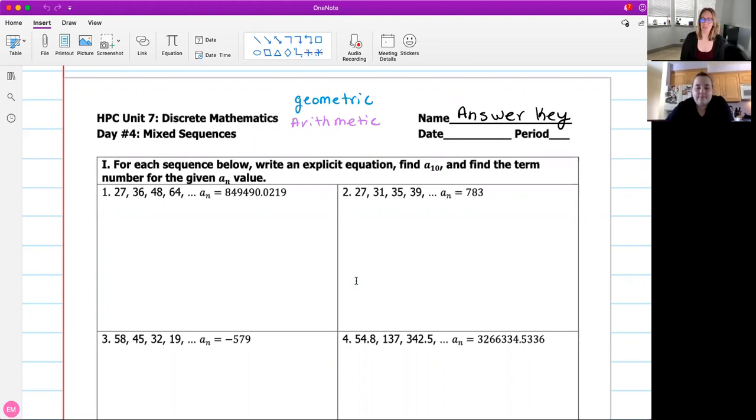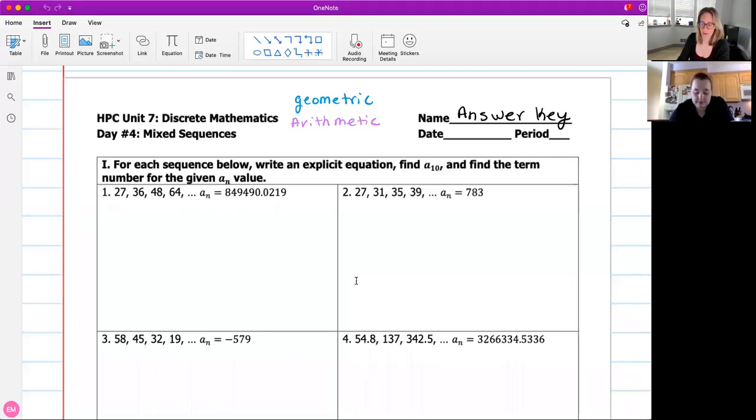Today we're just going to do some mixed sequences, so just a little bit of practice. There's no real notes today, just can you identify which one is going to be arithmetic versus geometric when they're all mushed together? All right, take it away, Miss Markert. I'm just going to go through the first two and let you guys do the rest on your own for today.